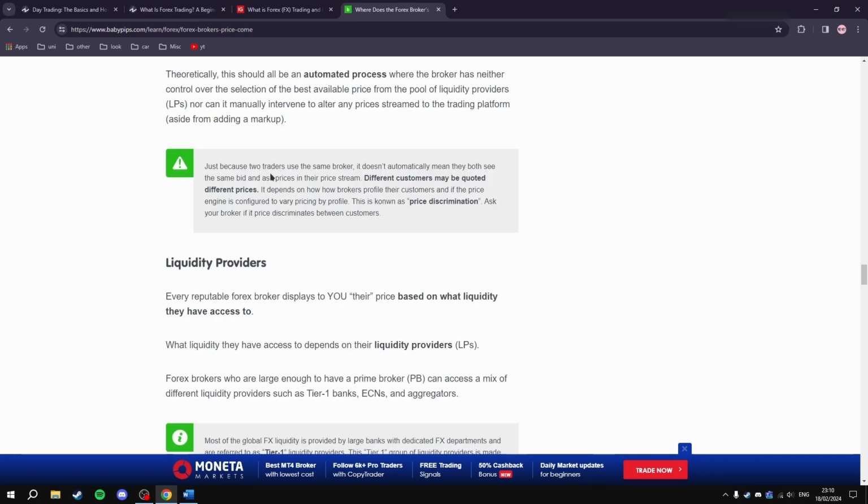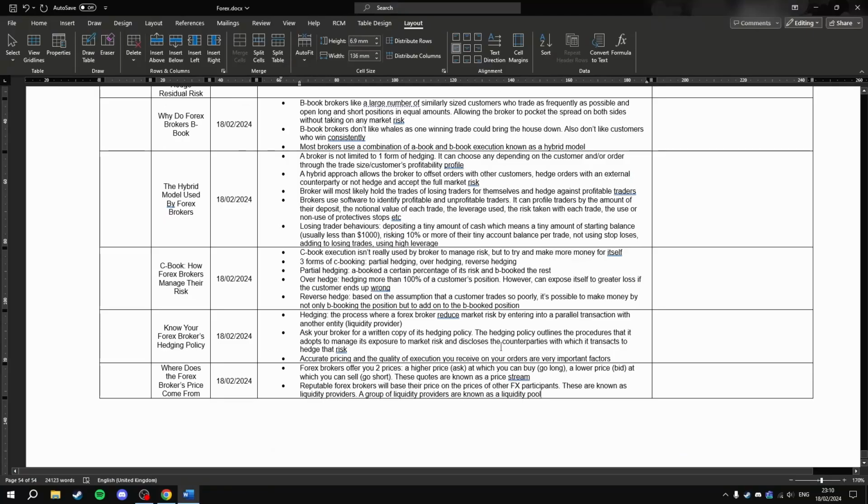Just because two traders use the same broker, it doesn't automatically mean they both see the same bid and ask prices in their price stream. Different customers may be quoted different prices. That's interesting.